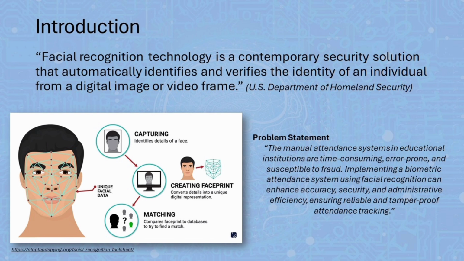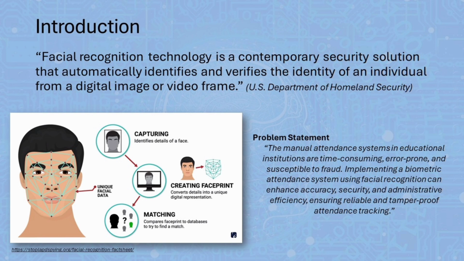Now let's focus on the problem statement. Manual attendance systems in educational institutes are inherently time consuming, prone to errors, and susceptible to fraud. The traditional methods of marking attendance can lead to inaccuracies and administrative burdens, creating inefficiencies that affect both educators and students. By integrating a biometric attendance system using facial recognition, we can ensure reliable and tamper-proof attendance tracking, transforming the way institutions manage attendance.